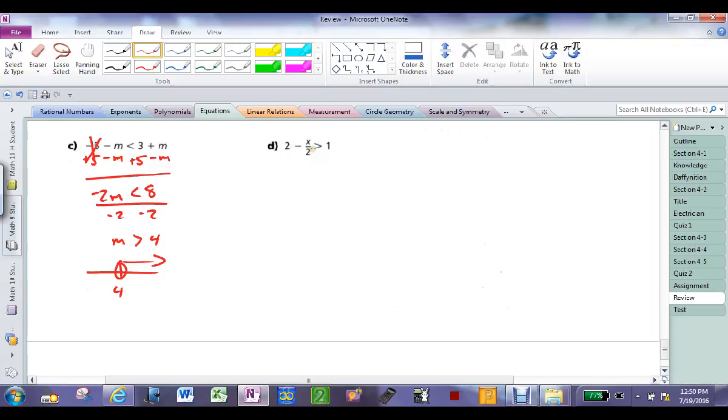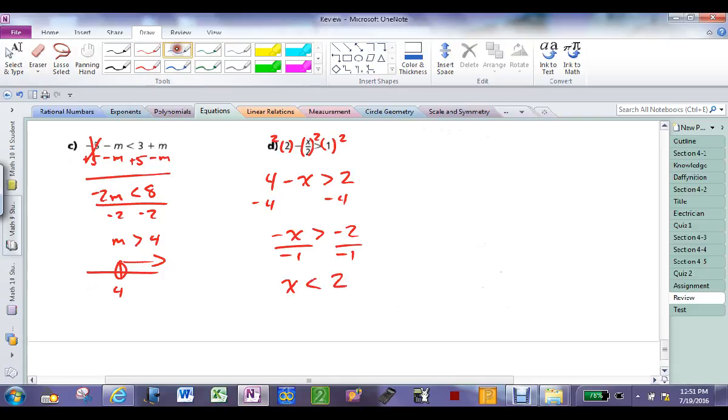And then this one, where should you start? Times 2. You could do everything times 2. You could get rid of this 2 by multiplying everything times 2. That's one way you could do it, which would get you 4 minus x is greater than 2, right? Now, we don't like a negative x, so we could move it right now. Or we could do -4, -4. Negative x is greater than -2. Don't want a negative x, so we divide by -1. x is less than +2. That's one way you could have done it, yeah?